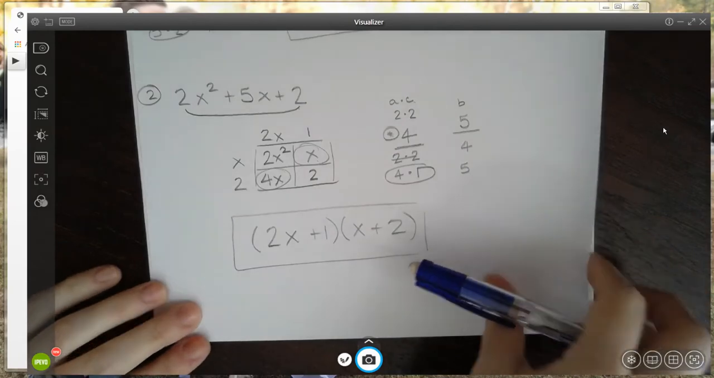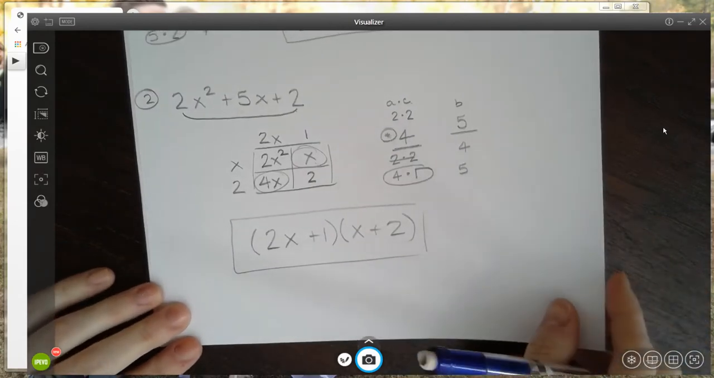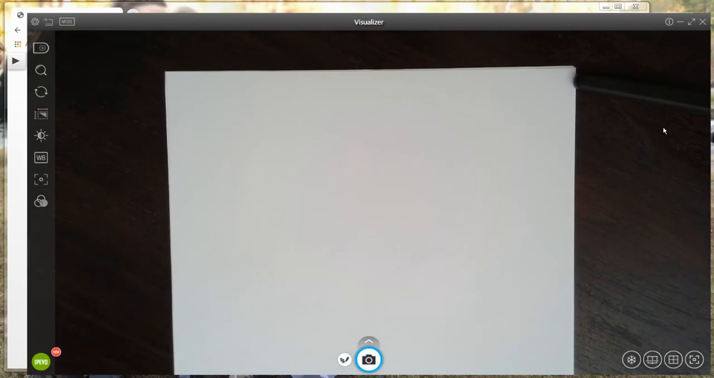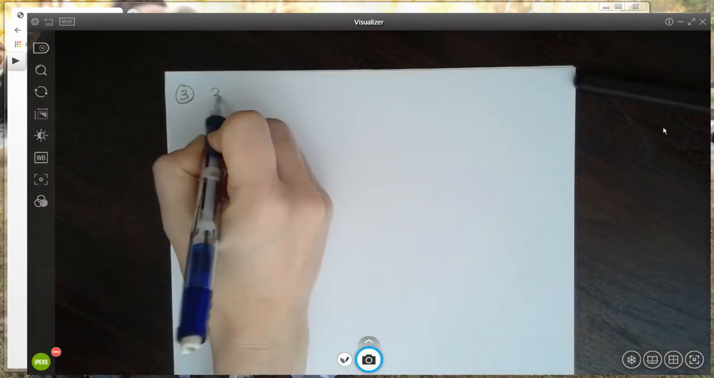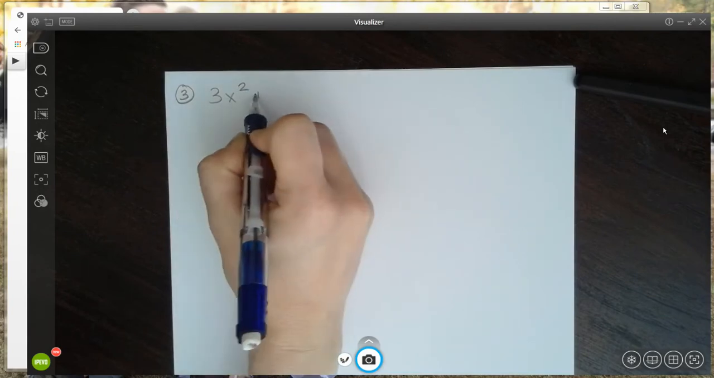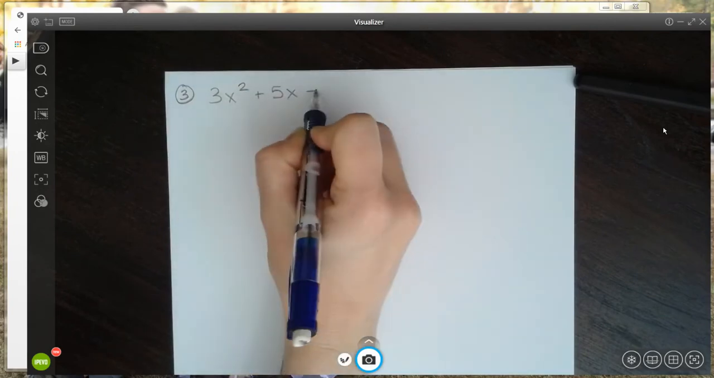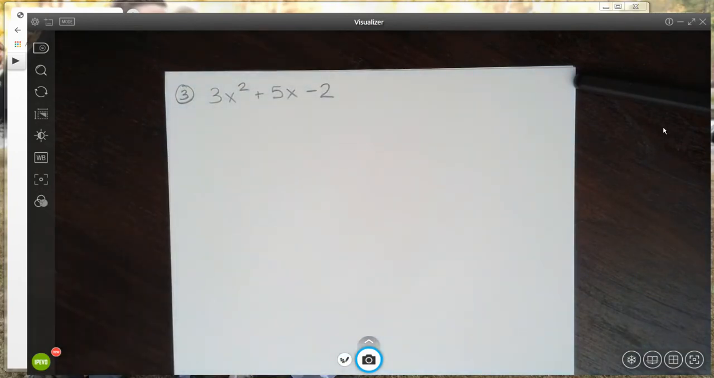So we're going to do another one like that, but I'm not going to use the algebra tiles. We're going to actually do this just algebraically. So our example, this is number 3, we have 3x squared plus 5x minus 2. So now I'm going to have to worry about negatives.